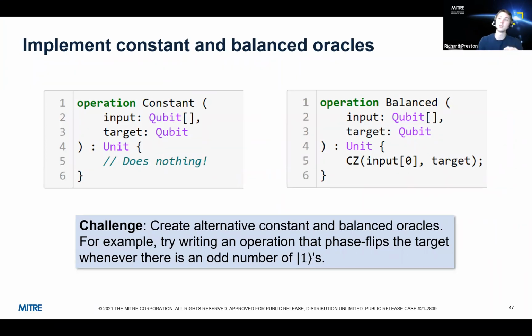And then the challenge, probably for later, is to create alternative constant and balanced oracles. For example, you could try to write a balanced operation that phase flips the target whenever there's an odd number of 1s. That's a fun one to try.